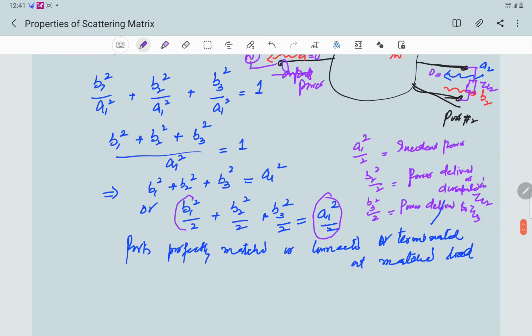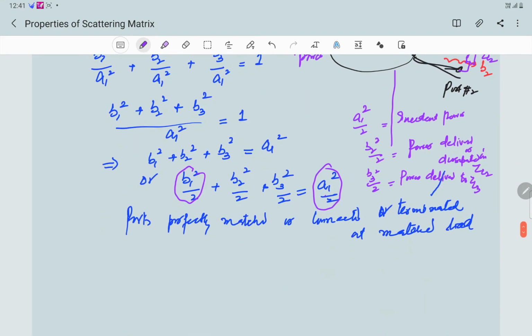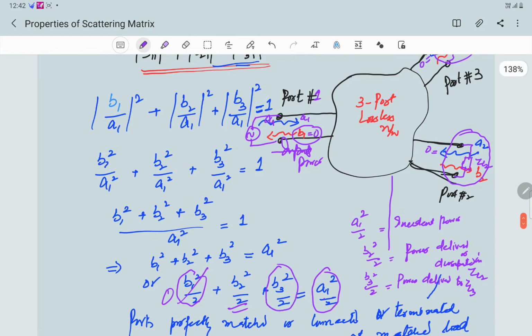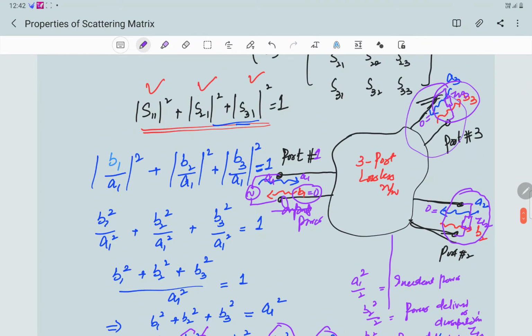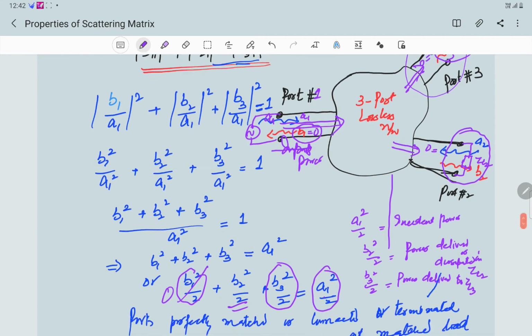Is equal to |b1|²/2, that is the power which is reflected back, but we have assumed proper matching, so |b1|²/2 would be 0. |b2|²/2 is the power delivered to load, and |b3|²/2 is the power delivered to port number 3. So all it means is that the power that is being fed at port 1 goes into port 2 and port 3. So this is what it proves.